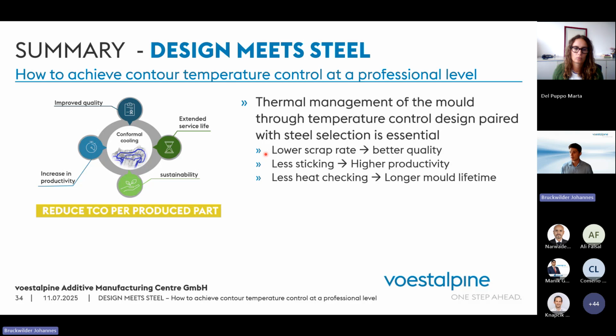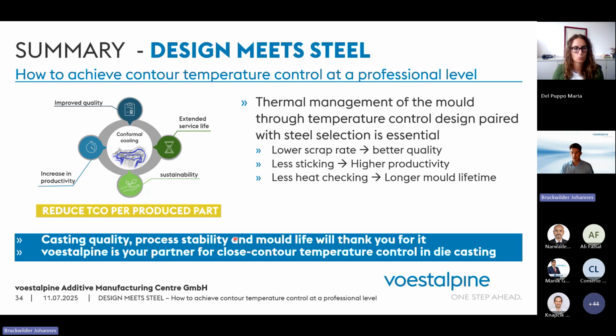And with this, we get a lower scrap rate, so a better part quality, less sticking of the aluminum on the steel, so a higher productivity, and less heat checking because we are taking the energy out and the energy is not taken out via spraying. So the casting quality, process stability, and of course the mold life will be thankful for it. And as said, voestalpine is your partner for close contour temperature control in die casting.